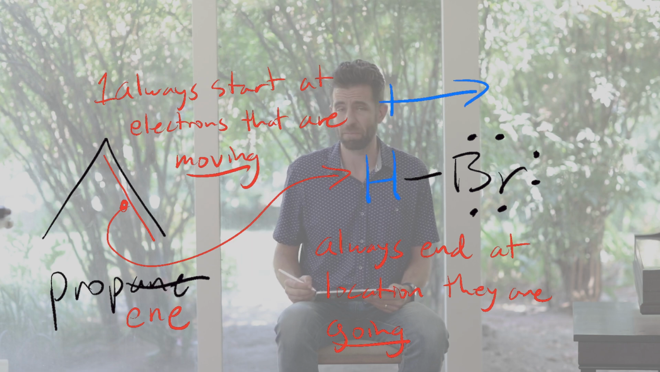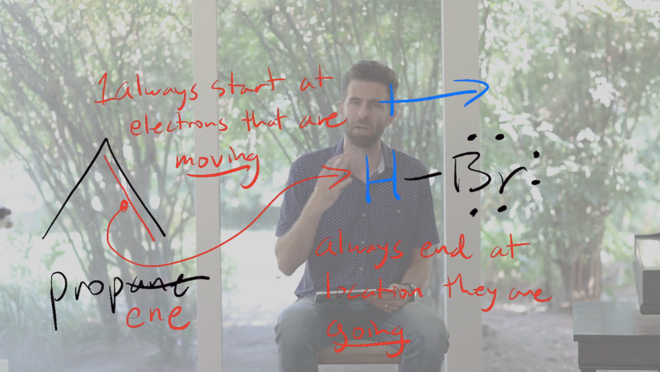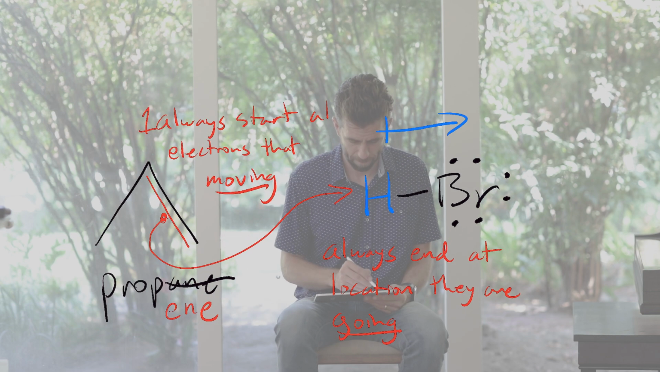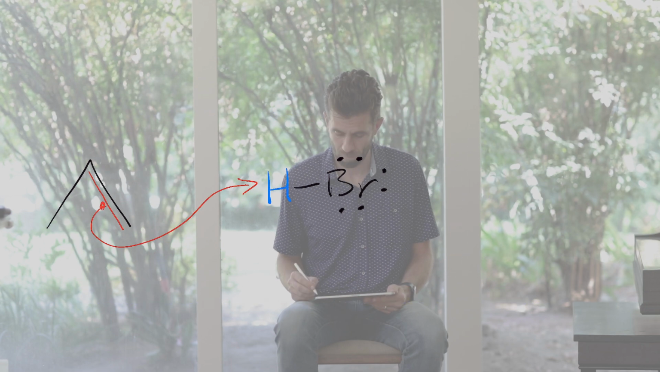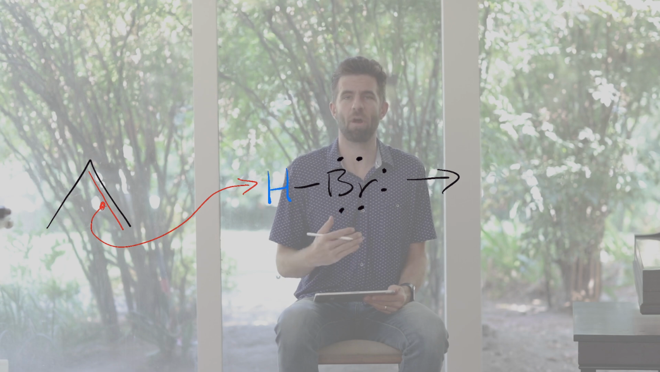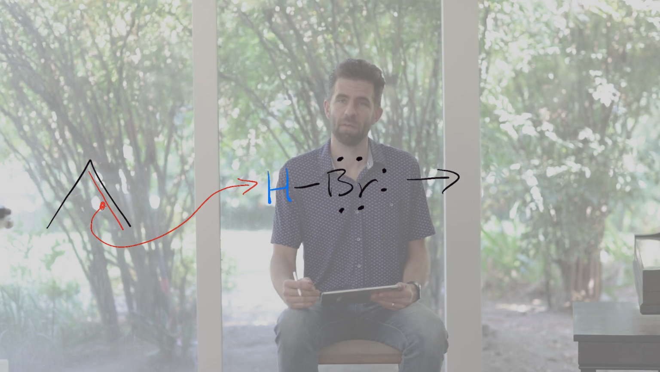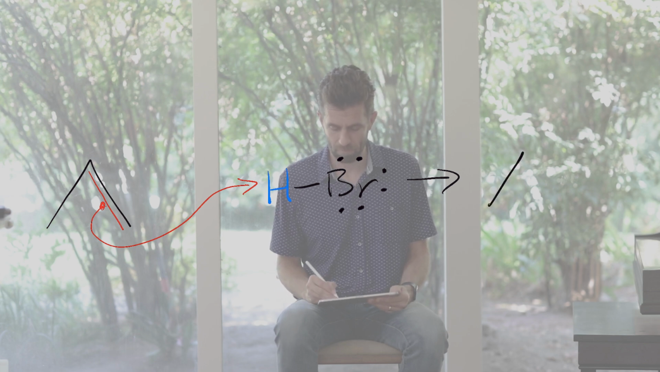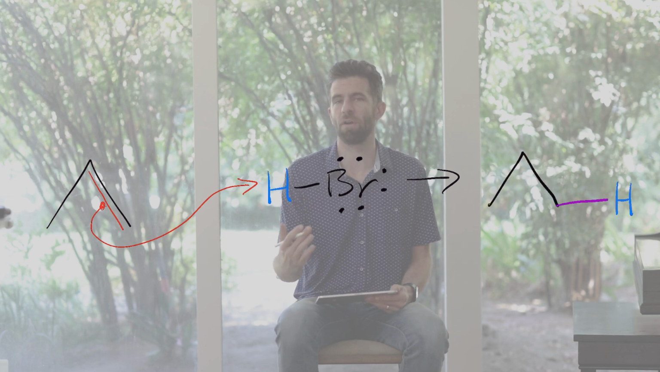Now remember, this makes sense because this is a pi bond, a lot of electron density, going to where there's a very positive charge. Now this reaction right here can be drawn with another step. And what's the step that we're going to have here? We're going to have a new bond formed.